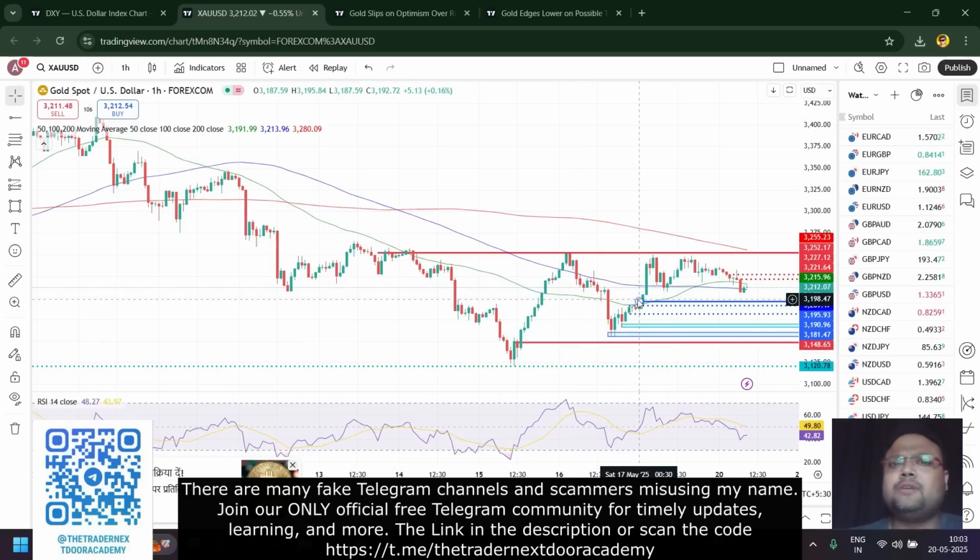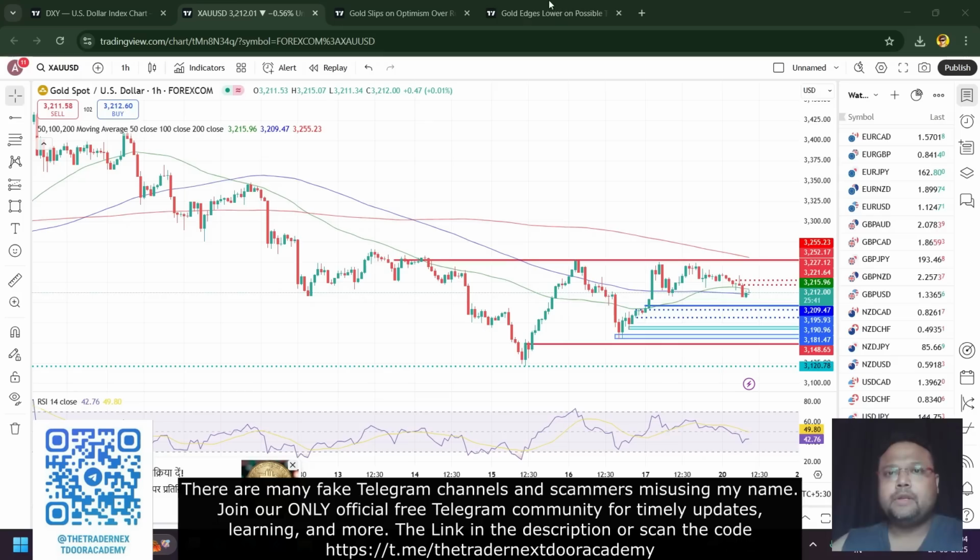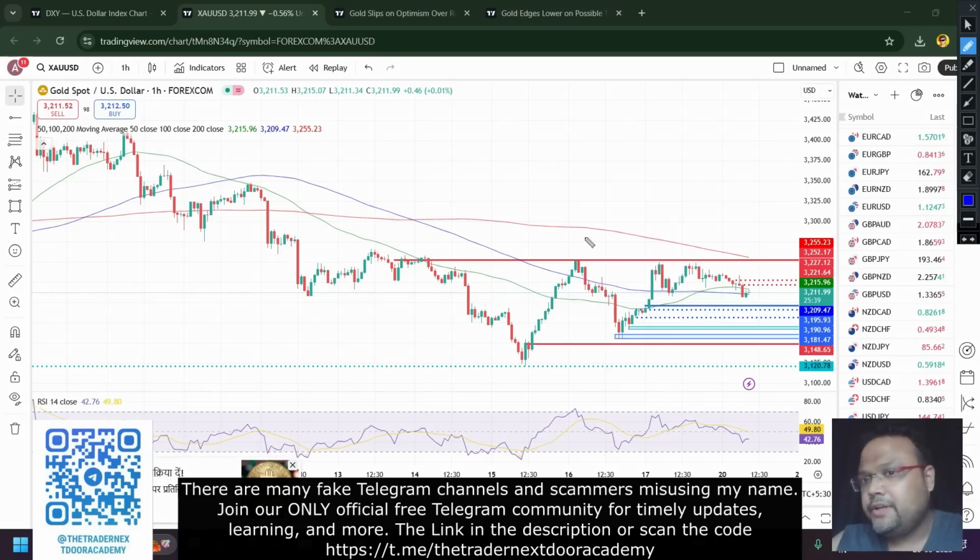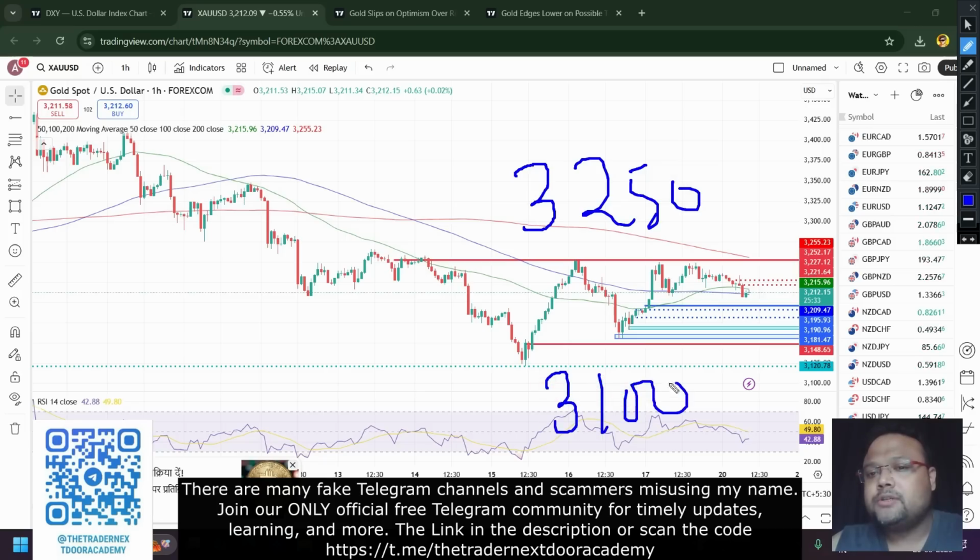But as of now, there is no confirmation yet, and technically we can see the market is inside the range, so we need to deal accordingly. As we have already discussed in our previous videos also, the current range of gold is 3250 and 3100. This is the range of gold right now.